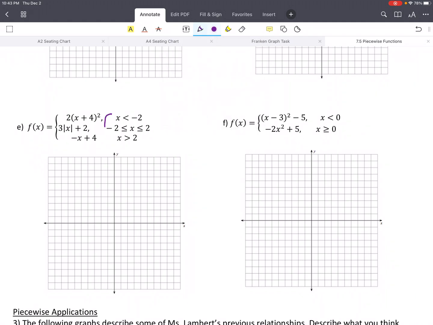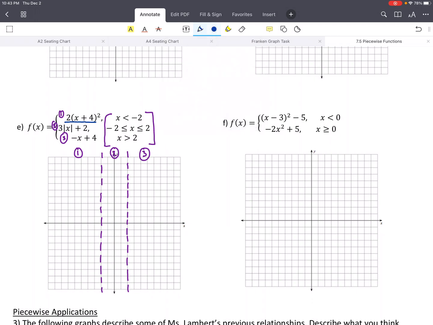Okay, here's my restricted domain. We're at negative 2, and we're at positive 2, and those are the only numbers that show up there. Sections 1, 2, and 3 correspond. Let's see, x less than negative 2 is over here, everything in the middle, and then everything on the right side.